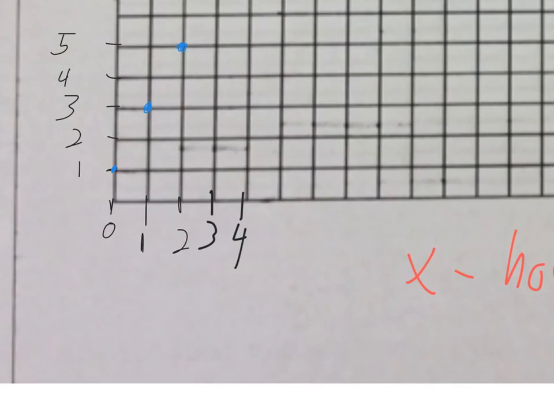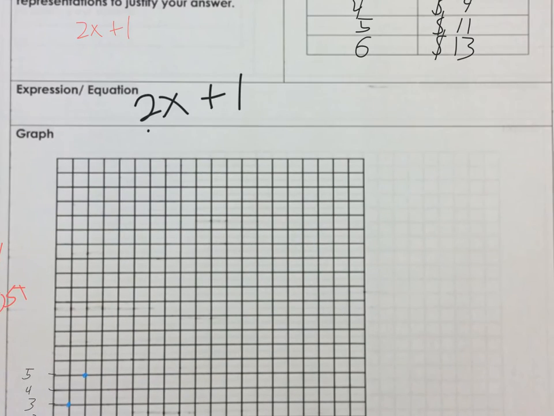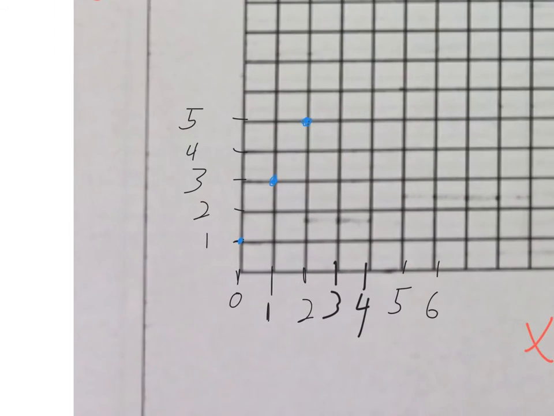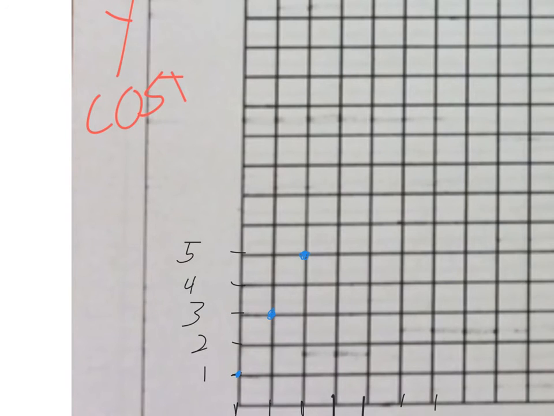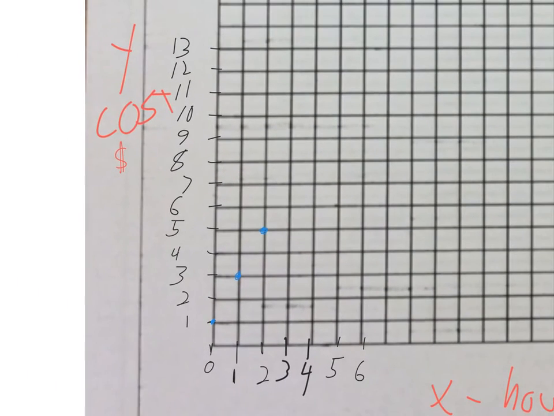Let me zoom in to make this a little more accurate. 5, 6, and the highest cost was 13. Let's make sure we put this cost in dollars. 5, 6, 7, 8, 9, $10, $11, $12, $13. And I go ahead and plot that 6, 13 point. 6 hours goes up to 13, would go right here.